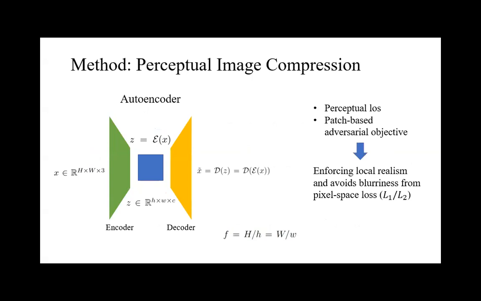So about the precise method, the first step is to train an autoencoder, and they call this stage perceptual image compression. From an image X, we have an encoder and a decoder, and I use this encoder to go from my image space to a latent representation space and go back. They reduce the dimensions by a factor of F, to see how much reduction is needed in order to generate a high resolution image. Then they train this with a perceptual loss and a patch-based adversarial objective.